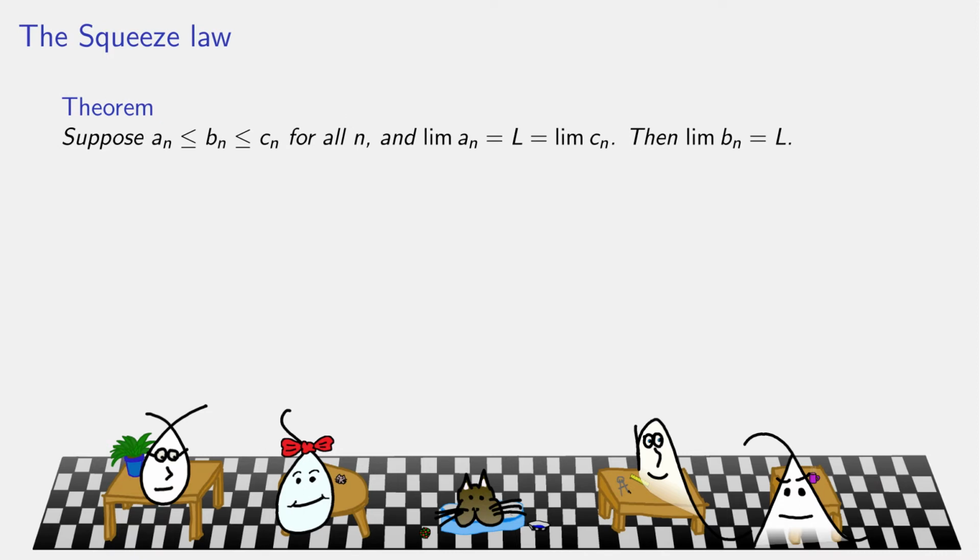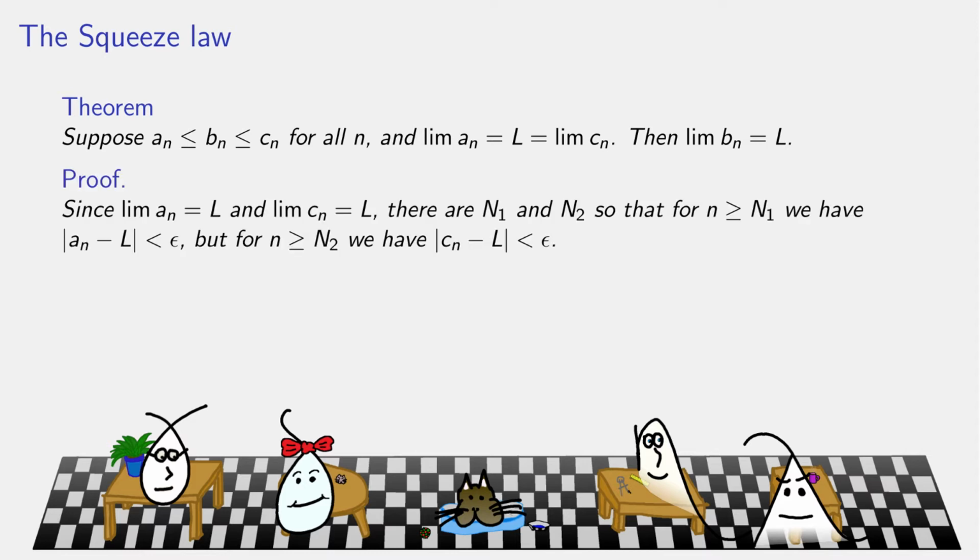Here's a familiar result called the squeeze law. Suppose I have 3 sequences, an, bn, and cn, that happen to obey these inequalities. The an's are never bigger than the bn's, and the bn's are never larger than the cn's. Also, the an's and the cn's have a limit, and it's the same limit, and we're calling it capital L. If all of this is given, then the bn's have to have the same limit. So the proof is actually fairly straightforward.